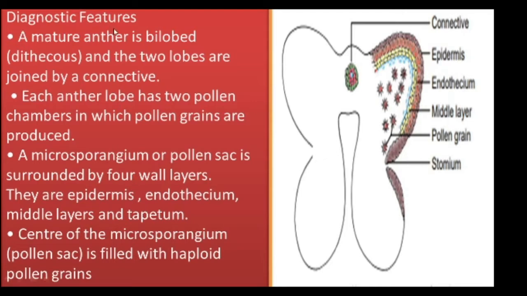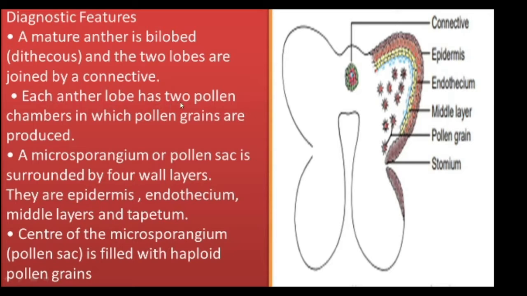Diagnostic features of TS of mature anther. A mature anther is bilobed. Bilobed means it has 2 lobes: one lobe on the right side and another lobe on the left side. So how many lobes are there? A mature anther has 2 lobes, therefore it is called dithecous. And these 2 lobes are joined by connective tissue.